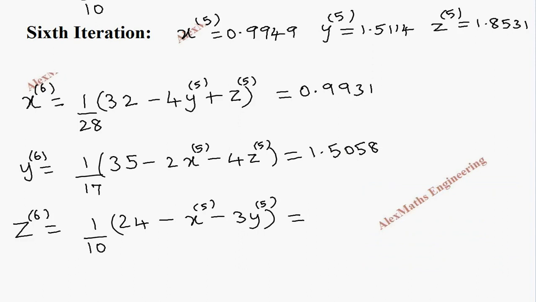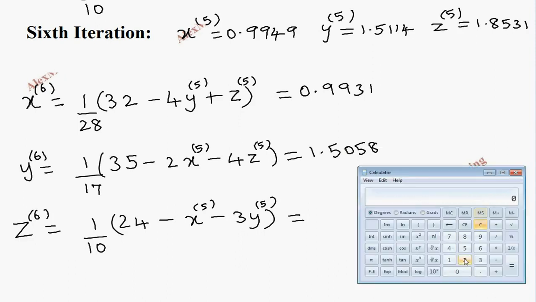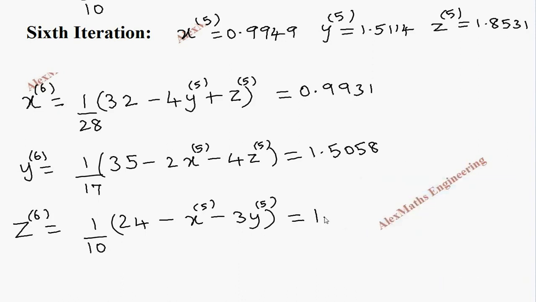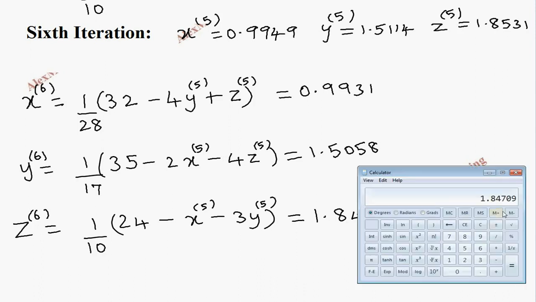Now coming to z of 6, we have 24 minus x of 5, which is 0.9949, minus 3 into y of 5, 1.5114. This whole value divided by 10, which is 1.8471 after rounding off to 4 decimal places.